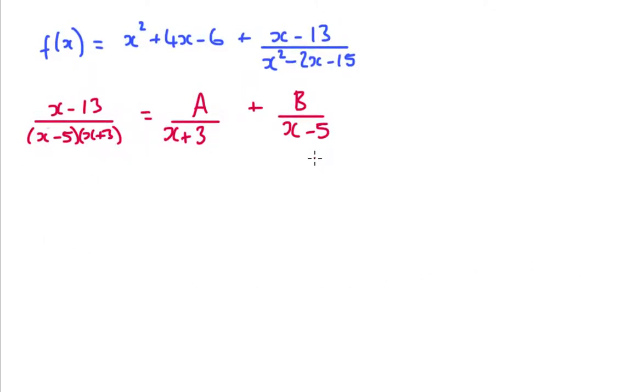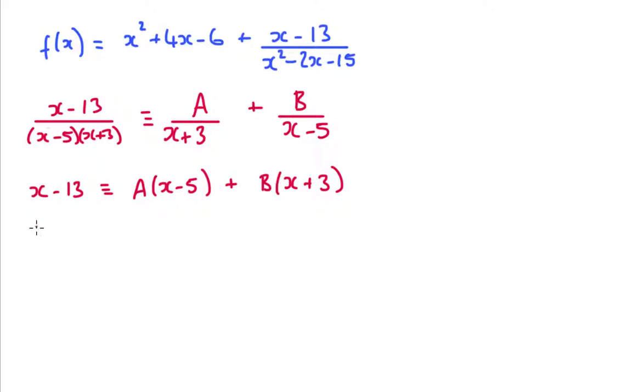So, solving partial fractions, we multiply both sides. This should be an identity. This is the same as this. We multiply both sides by the denominator. That's going to remove it from the left-hand side, and it's going to produce an A times an x minus 5 and a B times an x plus 3, because the other bracket has cancelled with the denominator.